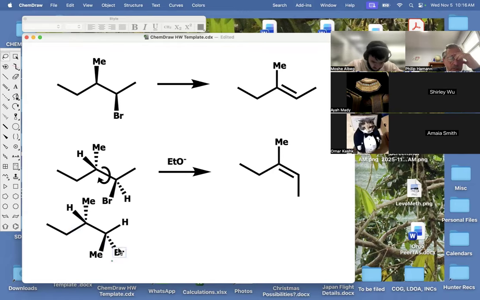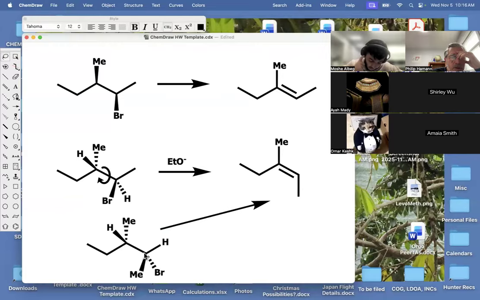So you do the elimination now. This carbon flattens out with the methyl coming up. This flattens out with the methyl going down. And you end up where we did when we did the shortcut. Okay?